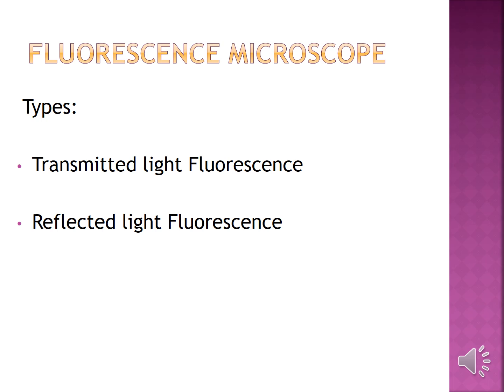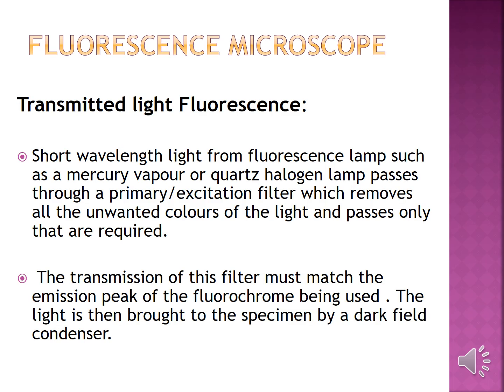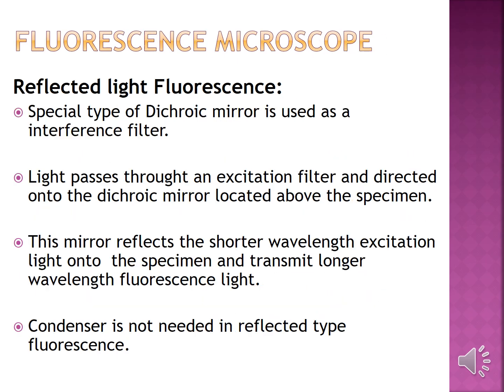So the types of fluorescence microscope are transmitted and reflected light fluorescence. Transmitted light fluorescence: short wavelength light from fluorescent lamps such as mercury vapor or quartz halogen lamp passes through the primary excitation filter, which removes the unwanted colors of the light and passes only the red color. Transmission of this filter must match the emission peak of the fluorochrome being used. The light is then brought to the specimen by a dark field.